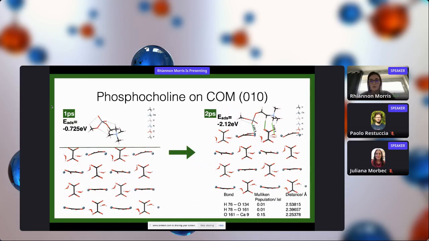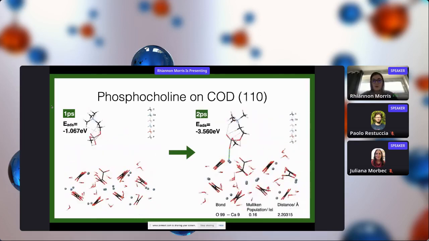So we did a small molecular dynamics of this, and we saw that it did in fact bind after 2 picoseconds with a negative absorption energy of -2 electron volts. And this was mostly driven by the formation of the ionic bond between the oxygen in the phosphate group and the calcium on the surface. We did the same for the calcium oxalate dihydrate surfaces.